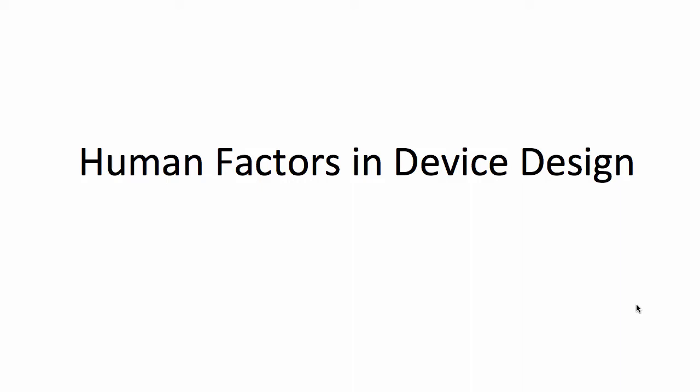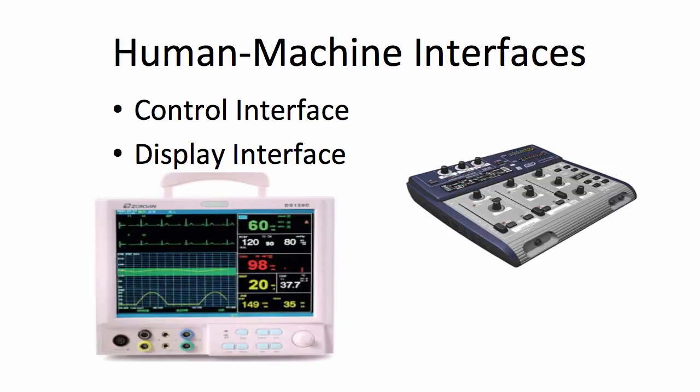In this segment, we explore human factors in device design. So when we talk about humans' interactions with devices, there are two primary sides. There is the control interface, how you get a device to do what you want it to do, and there's the display interface, how do you interpret the data that your device acquires.